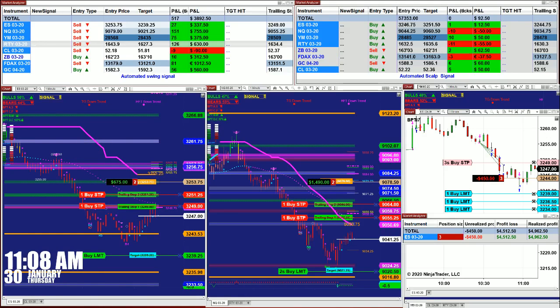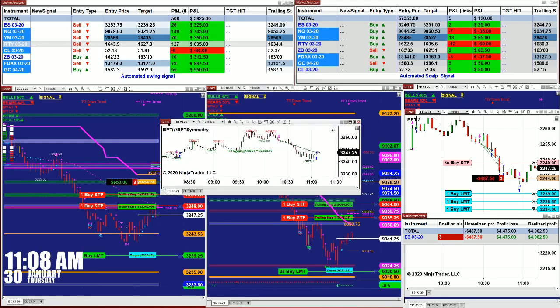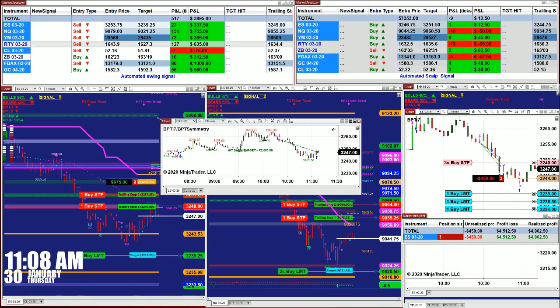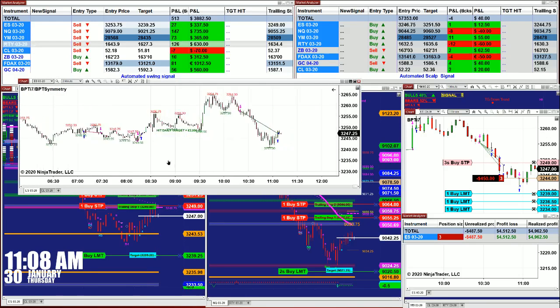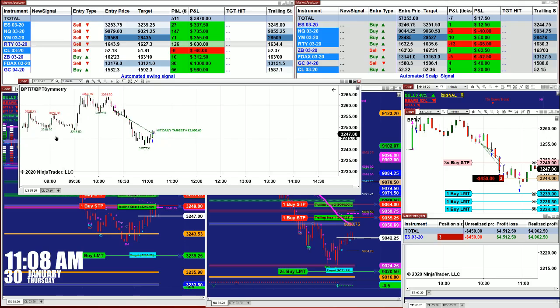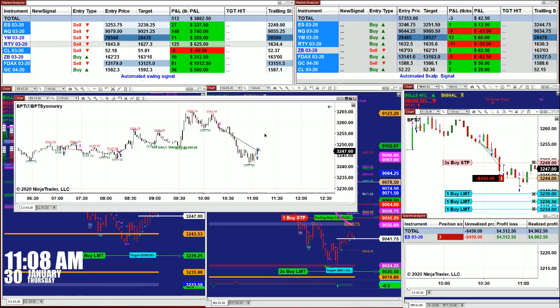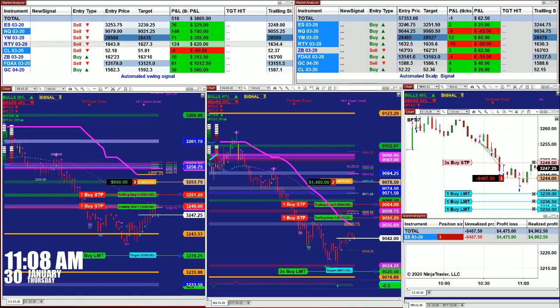I'm just waiting on this last trade on the ES, fully automated. The symmetry on the ES closed on 2000. It's the same auto trade, closed on 2000. It's done.